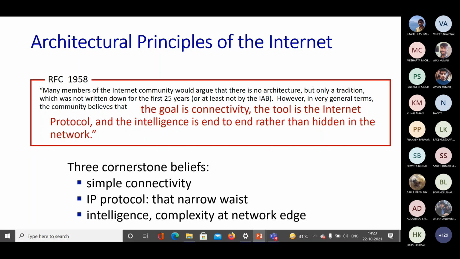Number two is your IP protocol. It is the crux. It basically balances all the other layers. So the IP protocol is very important. And the third one is intelligence at the edge. When we say at the edge, that means the edge routers or the edge hosts.